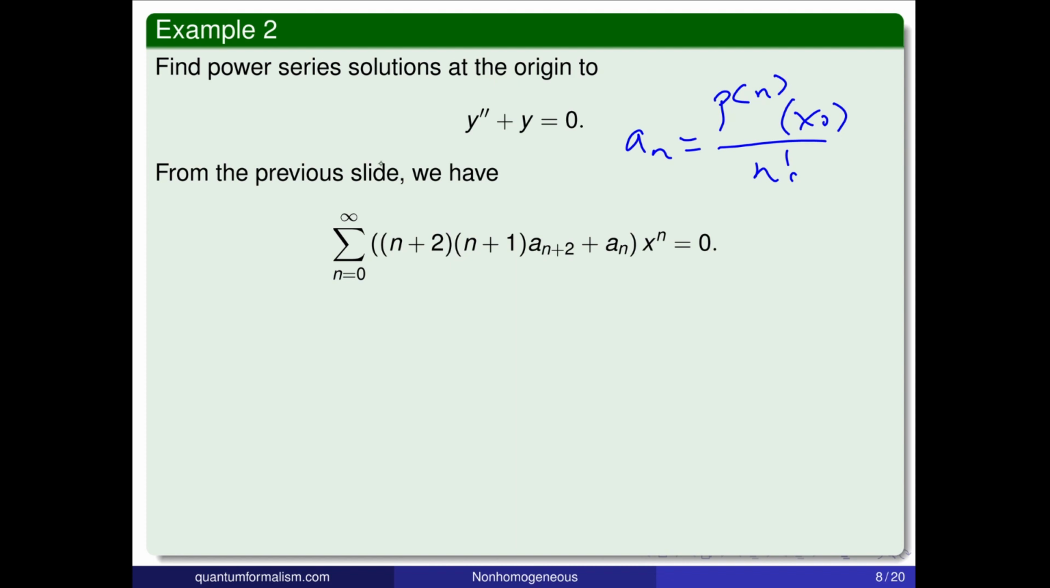And when you take the 0 function, no matter how many derivatives you take, and no matter what you plug in, you're always going to get 0. So that formula will say that all the coefficients of the 0 power series have to be 0. All right. So that tells us that this expression in parentheses has to be equal to 0 for all n.